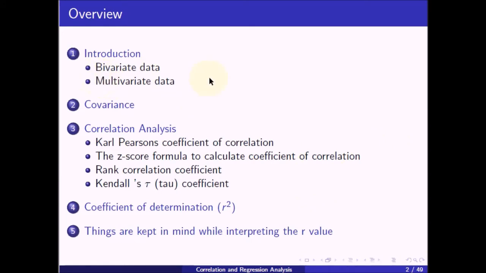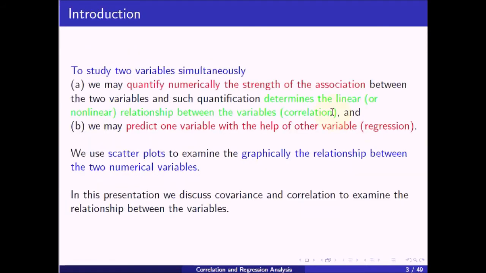Bivariate data, multivariate data, covariance and introduction to correlation analysis. Now to study two variables simultaneously, we may quantify numerically the strength of the association between the two variables, and such quantification determines the linear or nonlinear relationship between the variables. It is called correlation, and we may predict one variable with the help of the other variable. It is called regression. We use a scatter plot to examine graphically the relationship between the two numerical variables. In this presentation, we discuss covariance and correlation to examine the relationship between the variables.